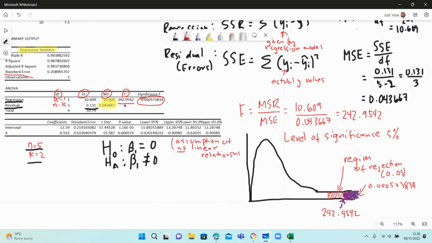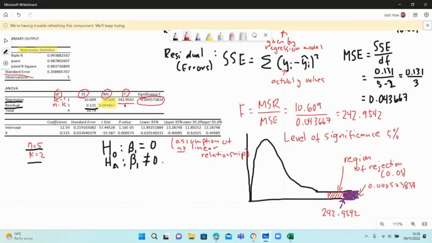Now, if there is some kind of linear relationship between the two variables, then we will have to reject the null hypothesis and accept the alternative hypothesis, where we are saying that the slope of our regression model is not equal to 0, and there is some kind of linear relationship between the two variables. So there is linear relationship.